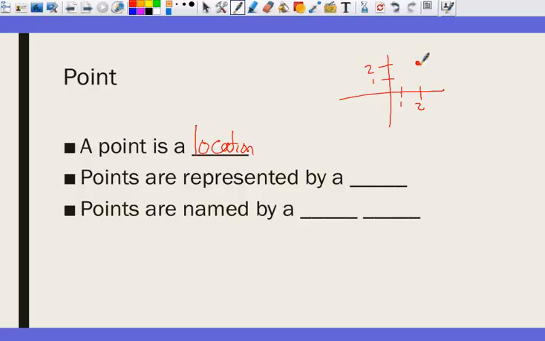What's the location of that point? 2. That point describes this location. Okay. Points, and you guys should all get this one. Points are represented by a what? By a dot.